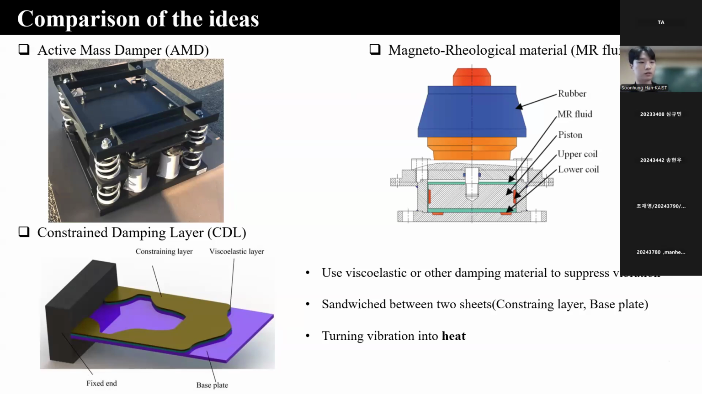The last one is CDL, which is the constraint damping layer. CDL plays a similar role to MR fluid by suppressing vibration using viscoelastic or other damping materials. It has a sandwich structure between two sheets, the constraint layer and the base plate. So it can suppress the vibration by converting the energy into heat.